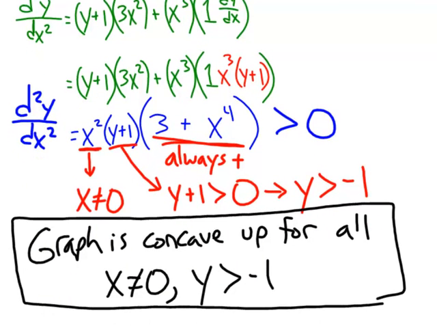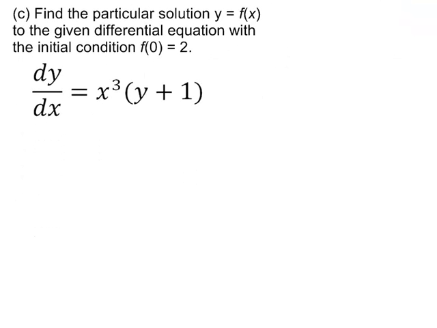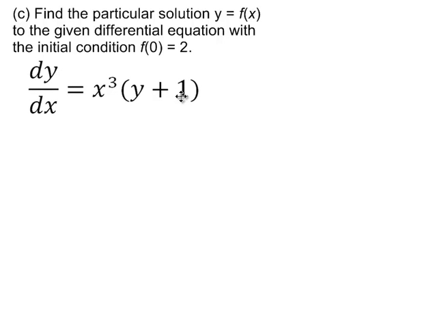All right, finally, find the particular solution, y equals f of x, to the given differential equation with the initial condition f of 0 equals 2. Well, a problem similar to this was covered in the previous video, so I'm going to go through this at a little quicker pace. Remember, this is just our separation of variables process. So let's start by getting x cubed and dx on the right side of the equation, and we'll get the dy and the y plus 1 over here on the left.